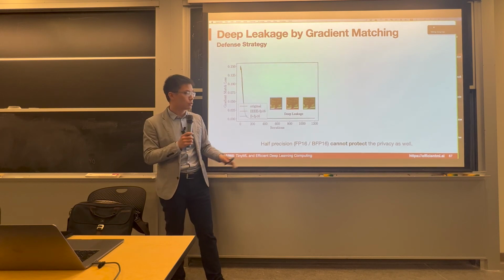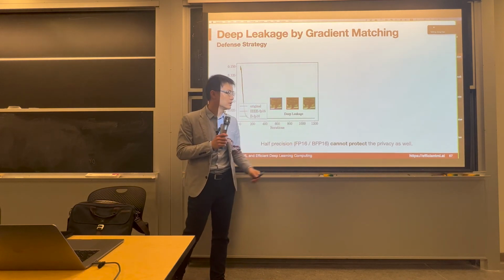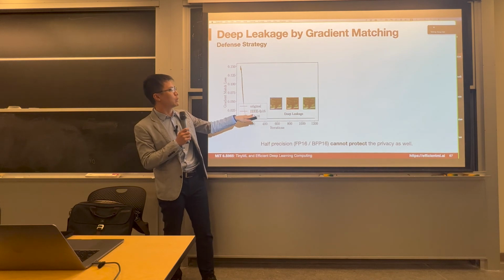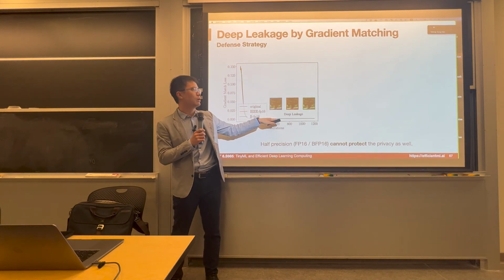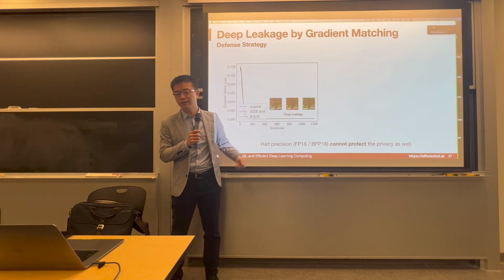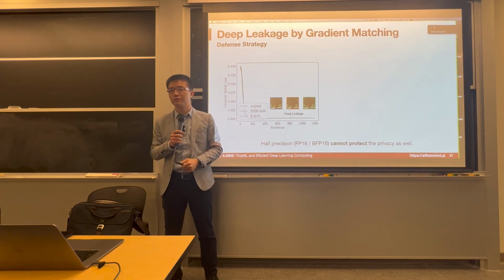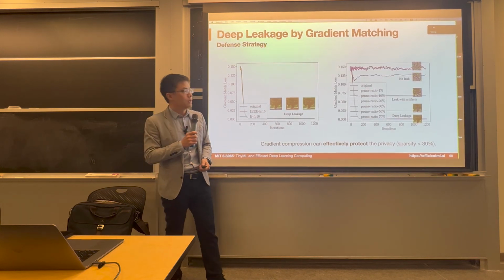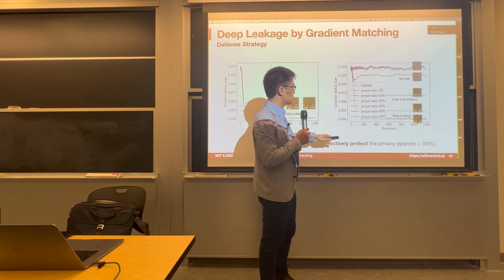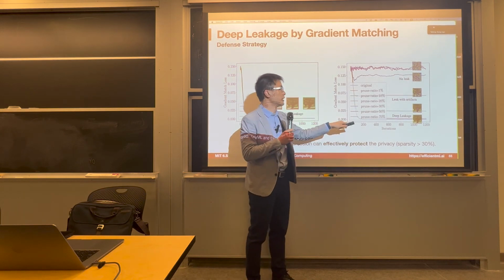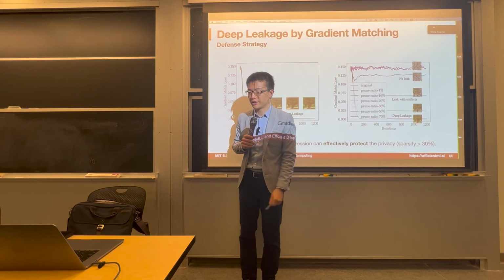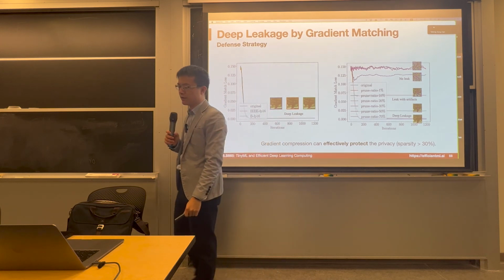What about using quantization, like half precision? Even by using FP16, we can still observe deep leakage. We can recover the input image like a tree. Similarly, this is for using pruning, right? So actually pruning is a way to defend against this method.